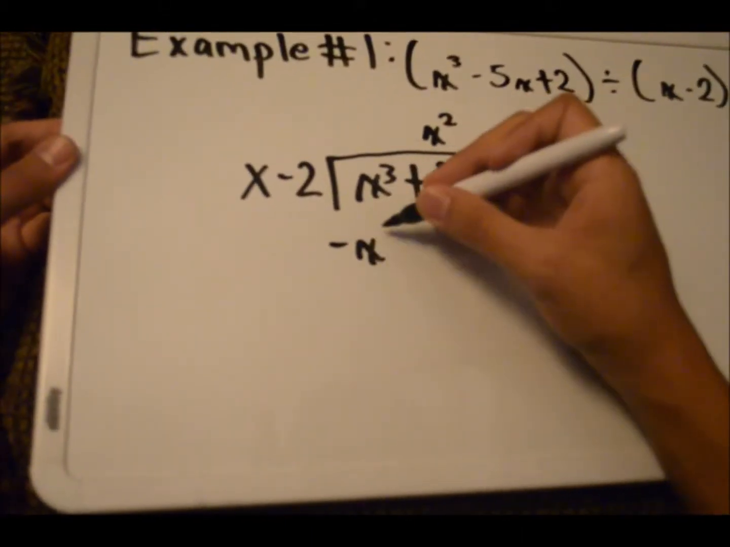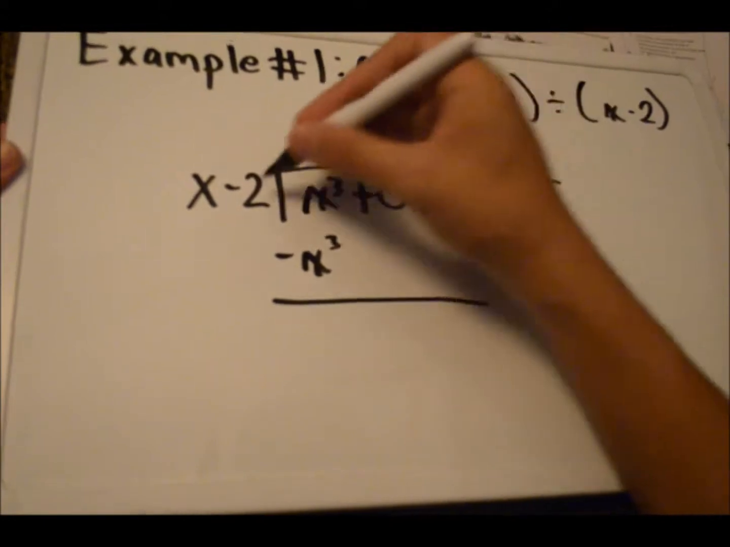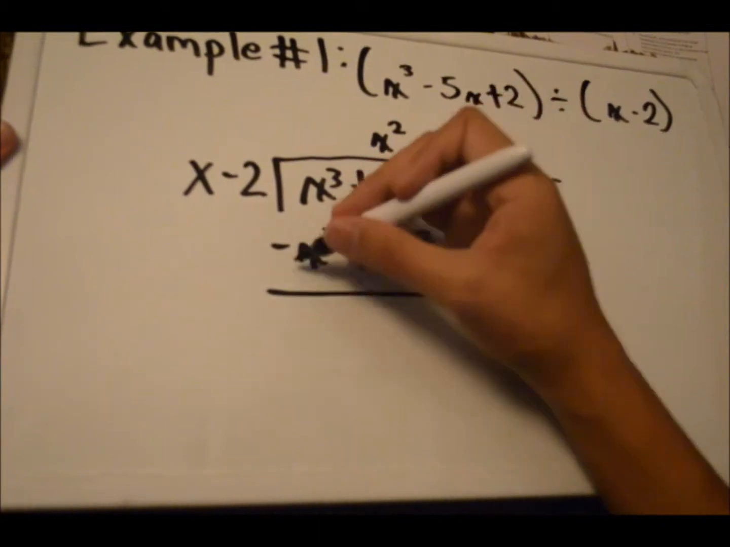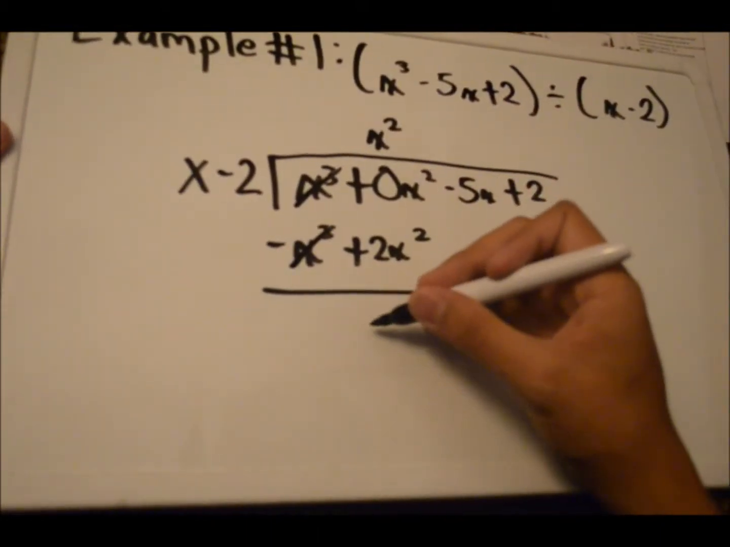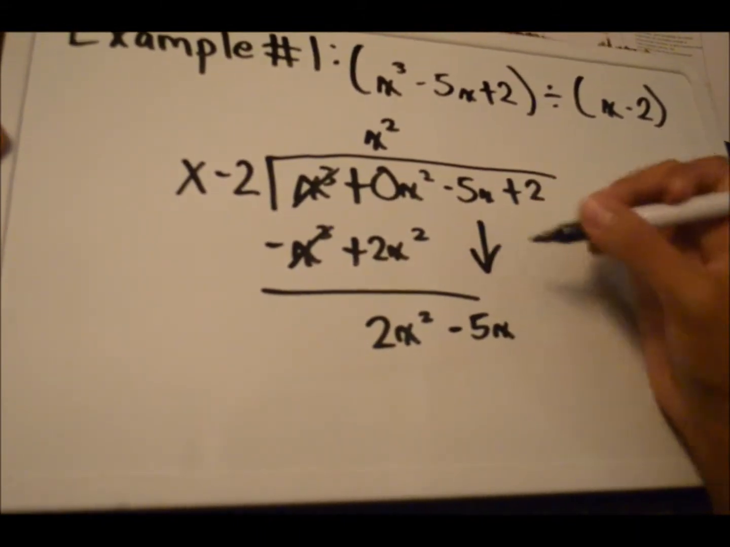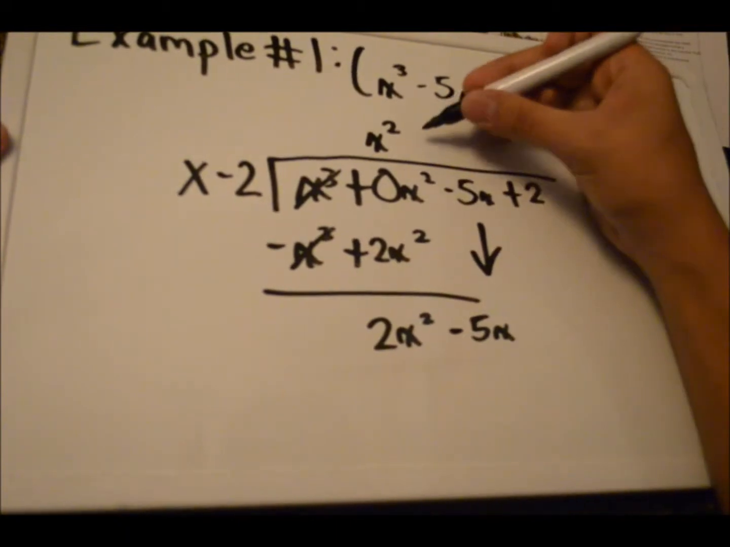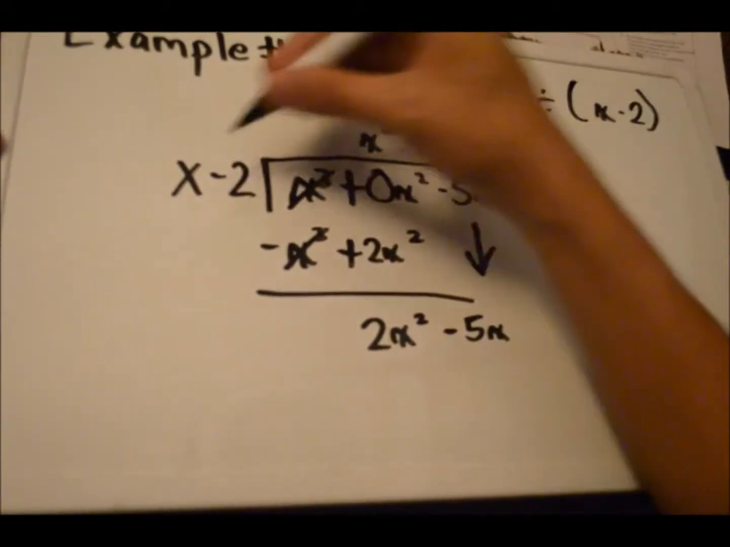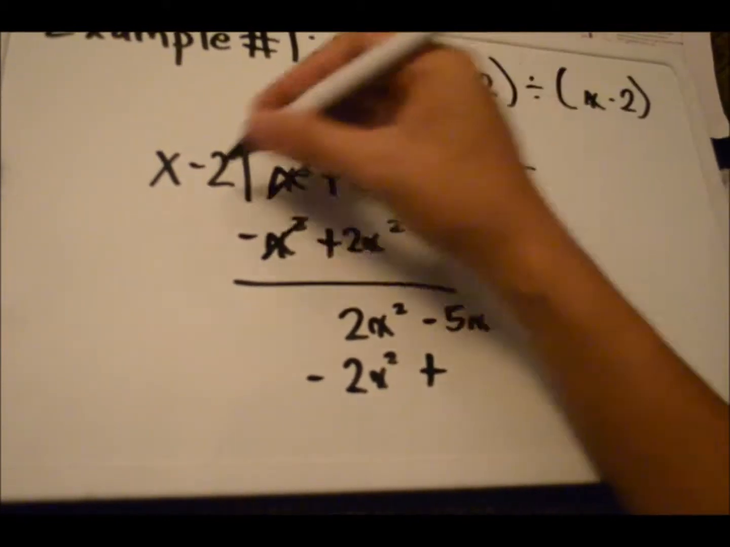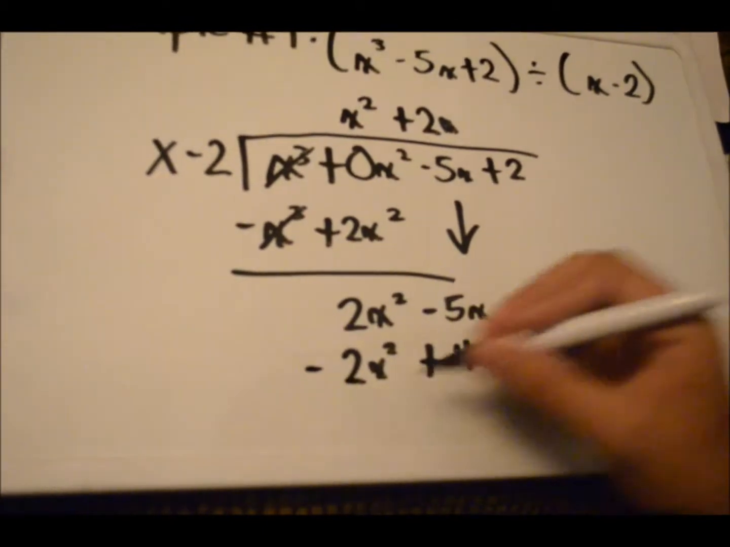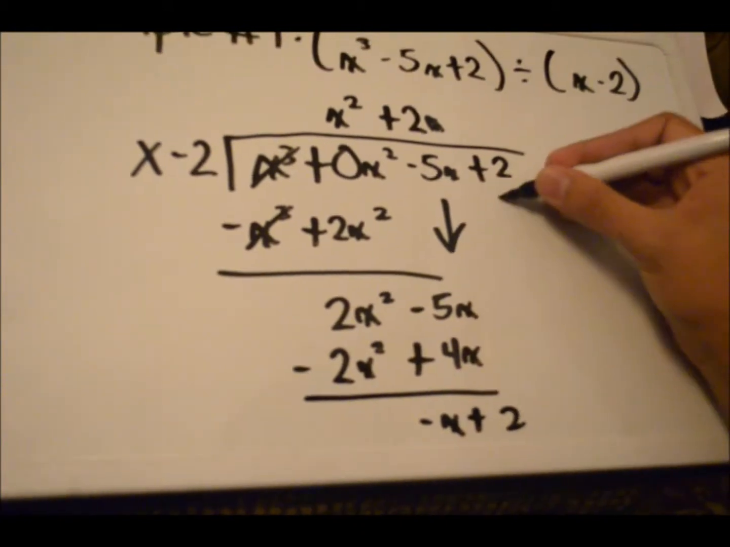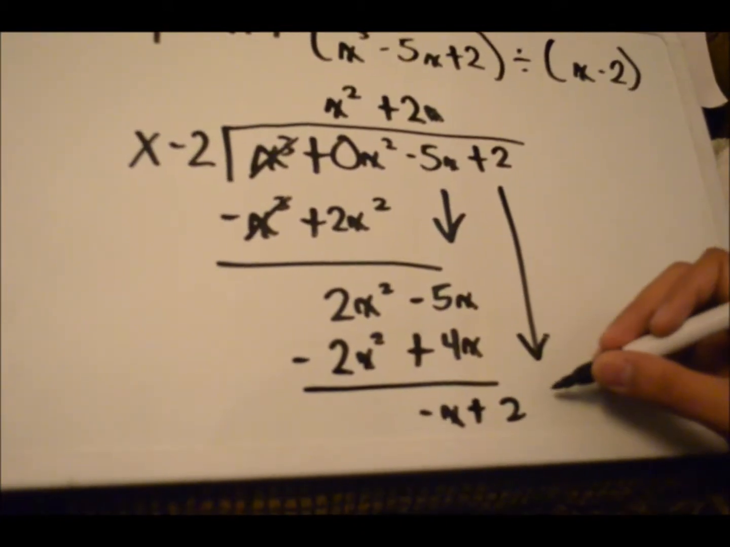So our first term is x squared because x squared times x minus 2 results in x cubed plus 2x squared. This cancels out, so you get 2x squared minus 5x because we dropped our 5x from the dividend. Now our next term is 2x because 2x times x minus 2 results in 2x squared plus 4x. Doing our math, we get negative x plus 2 because we dropped our 2 from the dividend.